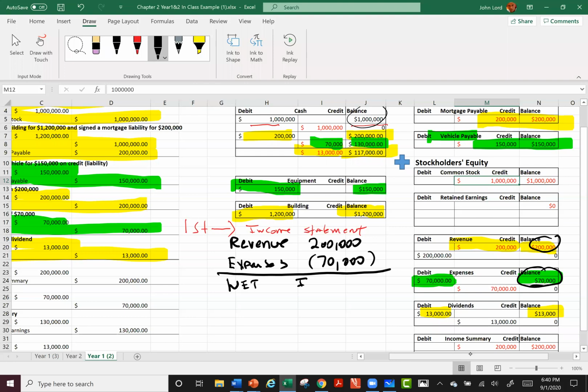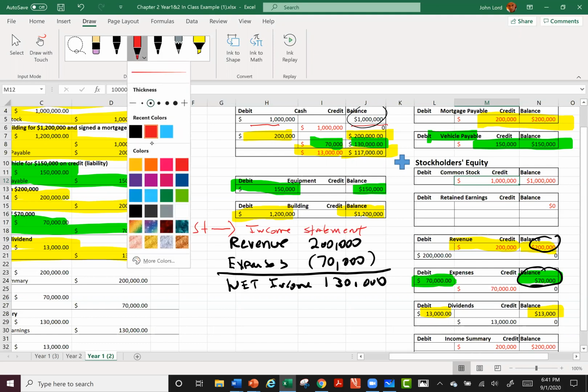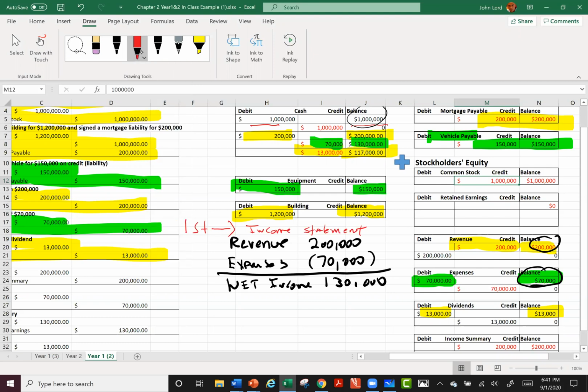What's reported on the income statement? Net income. How do I calculate net income? Revenue minus expenses. Good. Okay, there's our income statement. What statement do you want to prepare next? The statement of retained earnings. Good. The statement of RE is retained earnings, guys. The statement of retained earnings is the second statement I prepare.